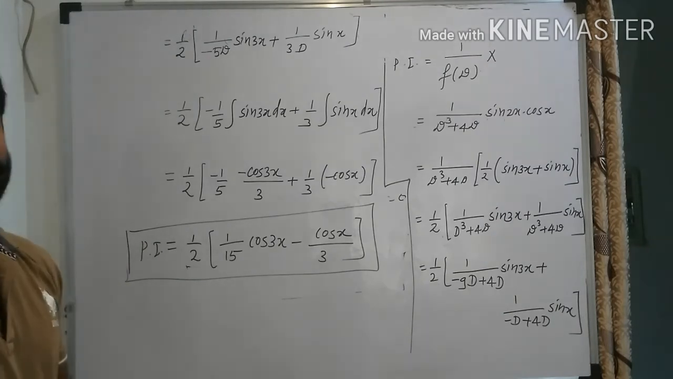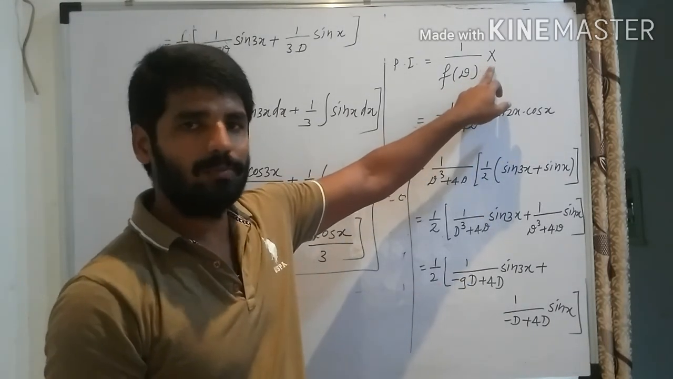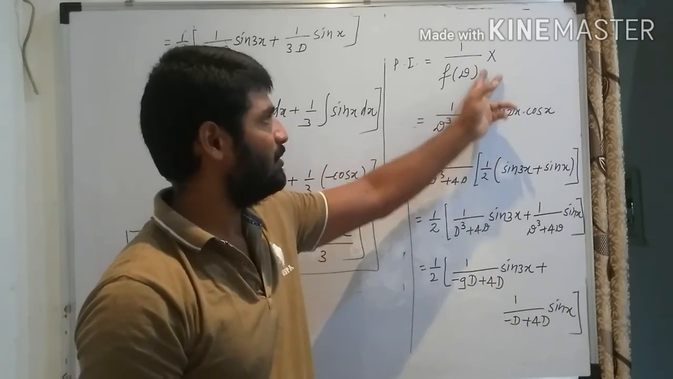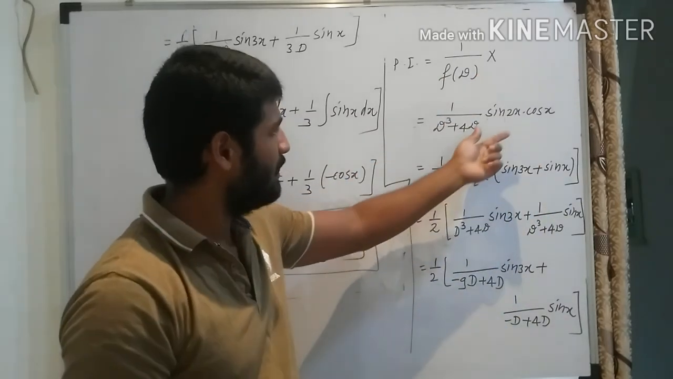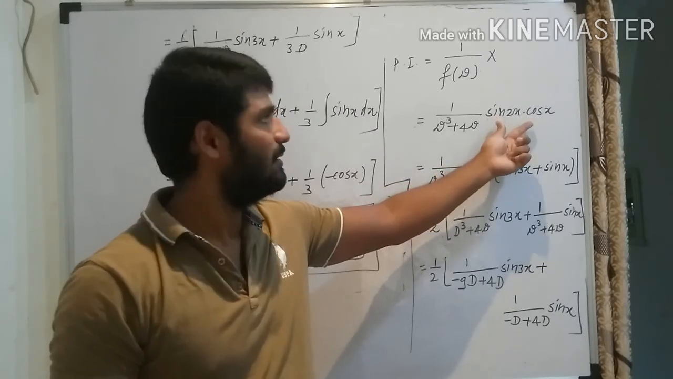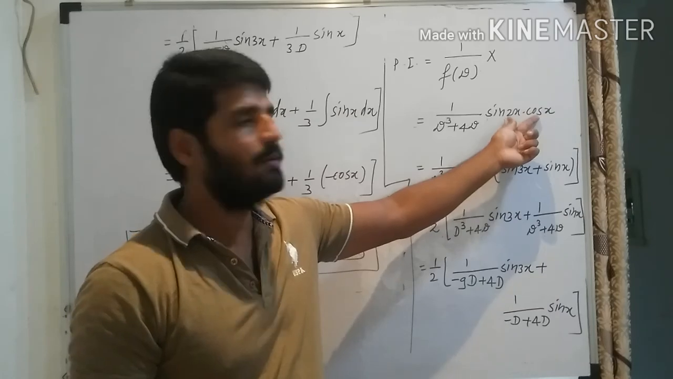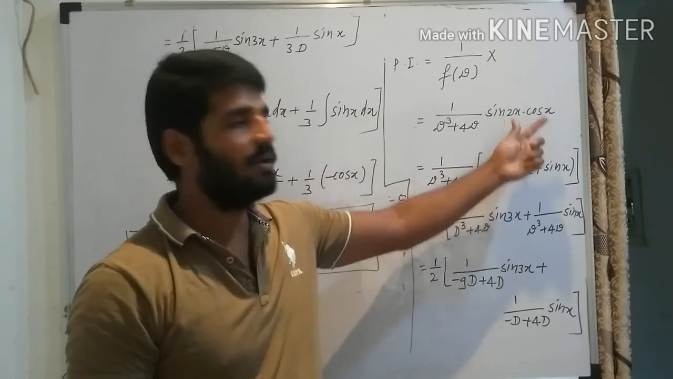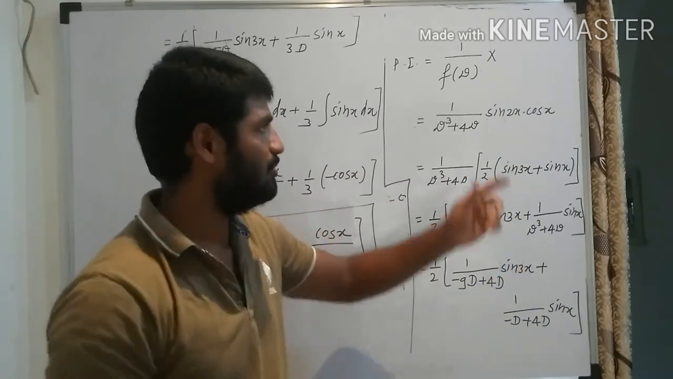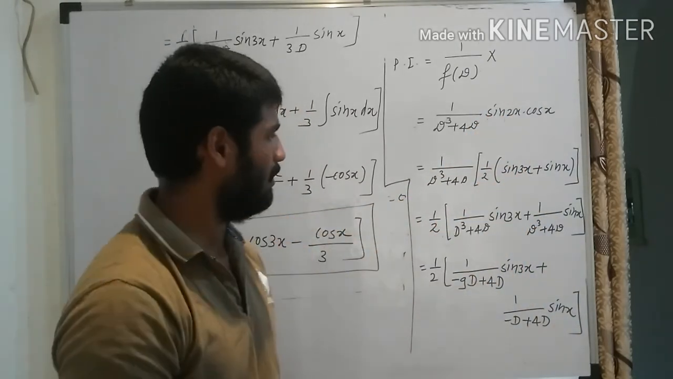See once again, 1 upon f of D into capital X, this is the formula for the particular integral. After that we have to put the value of f of D as well as the value of capital X. But here capital X is not in the standard form, either sin x or cos x. Here the functions are multiplied together, so we have to separate this multiplicative function by using the trigonometric identity 2 sin A cos B. So using this identity we can write it as 1 upon 2 into sin 3x plus sin x.